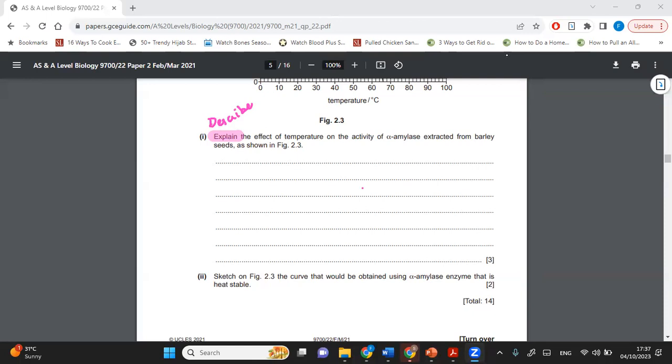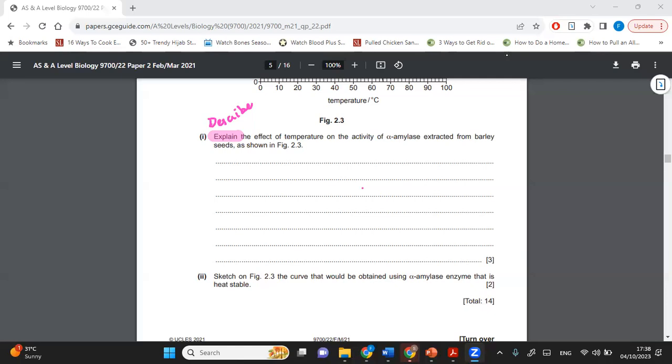Whenever they use the term describe the effect or describe the graph, all they want you to do is talk about the graph. So you can say, from here to here, the temperature was increasing, and this was the optimum temperature. Then after that, the temperature started to decrease again. That is description. I'm just describing what I can see. I can see that the temperature increases and reaches an optimum temperature. All of that is description.